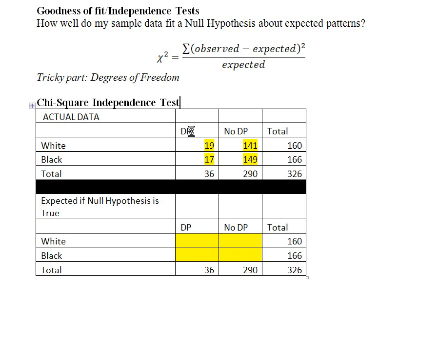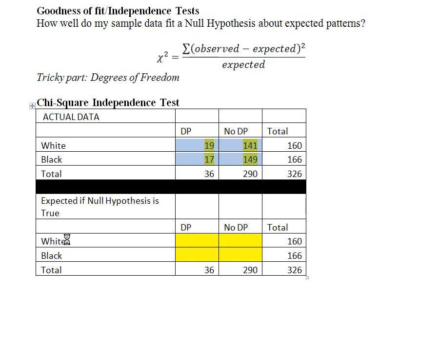So how are we going to do this? Well, we have our table of actual data, and these 4 cells here in the middle are the important ones. And we want to make another table down here. Fill in these yellow blocks for what we would expect these numbers to be if the null hypothesis was true, if the probability of getting the death penalty really was equal for everyone.